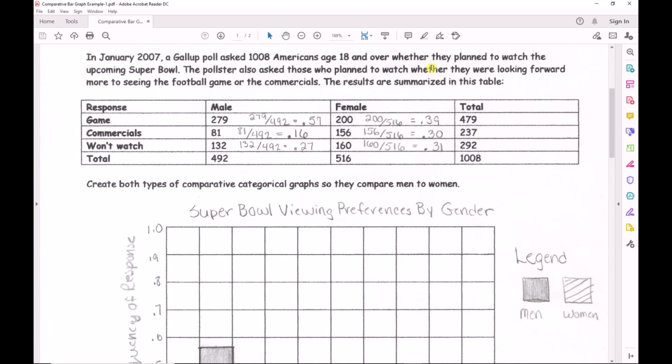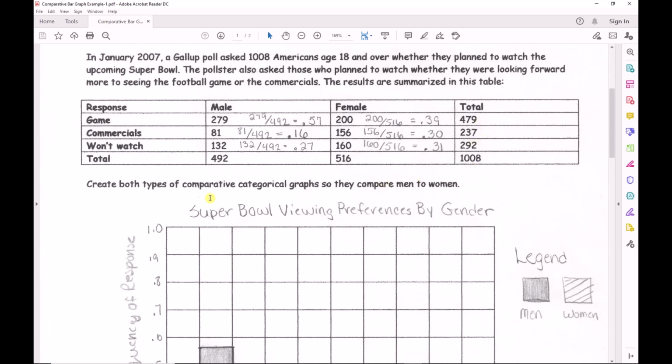For those who said they did plan to watch, they broke that down into whether they're there for the commercials, or if they won't watch at all. So I'm sorry, let me just back up. This is tuning in just to watch the game. Here's the males, here's the females. Here's the ones that are tuning in mainly for the commercials. Here's the males, here's the females, and these are the folks that won't watch. All right, so I think we have this right. So they actually interviewed more females than males, and here's your total of 1,008.